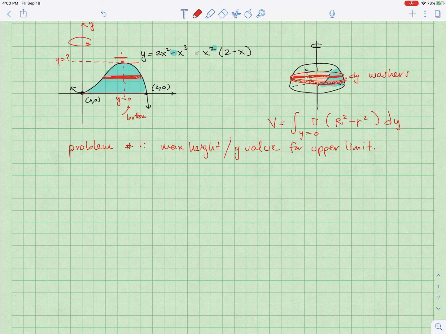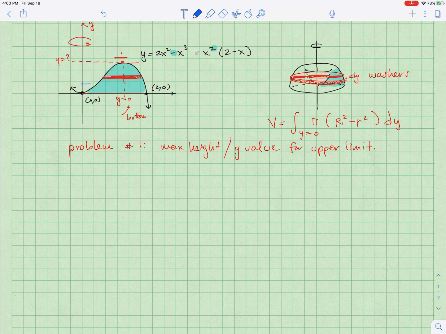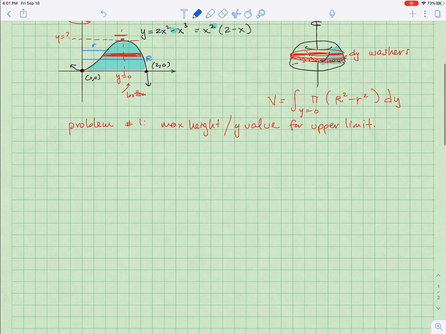Problem number 2 is this. Because we're using washers, we're going to have an outer and an inner radius. So here's our outer radius. From the axis of rotation over to the outer curve, that's our capital R. And the inner radius is from the axis of rotation to the inner curve, little r. However, in this particular case, capital R and little r are defined by the same curve. So what's going on here? So, problem number 2.